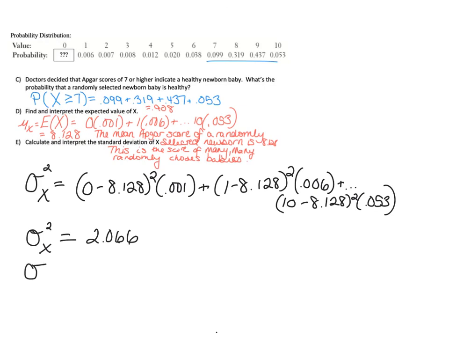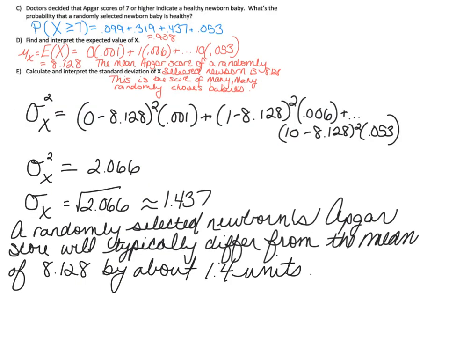Now to get my standard deviation, I just take the square root of that. And again, I'm rounding as little as possible, so 1.437. So let's interpret that standard deviation. A randomly selected newborn's Apgar score will typically differ from the mean of 8.128 by about 1.4 units. Okay, I would encourage you to try to do this using your one variable stat in your calculator as well.